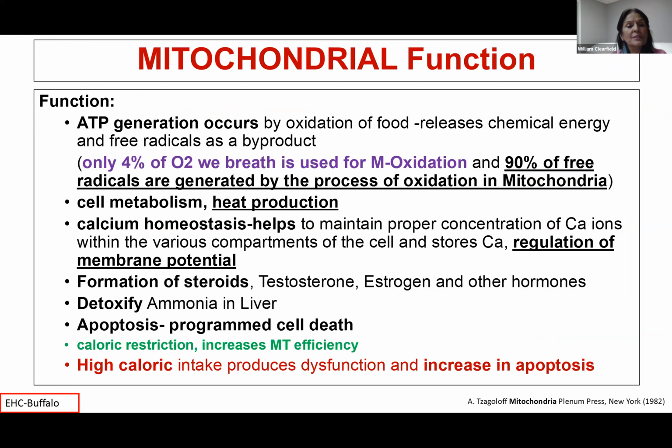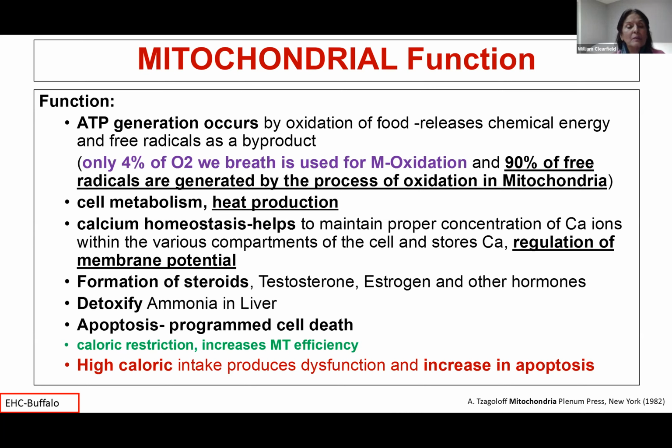So what are the functions of this mitochondria besides ATP generation? Well, it is important for heat production, calcium homeostasis, regulation of membrane potential, formation of steroids, testosterone, estrogen, and hormones, detoxification of ammonia in the liver, and apoptosis, programmed cell death. High caloric intake produces dysfunction and an increase in apoptosis. However, caloric restriction increases the mitochondrial efficiency.